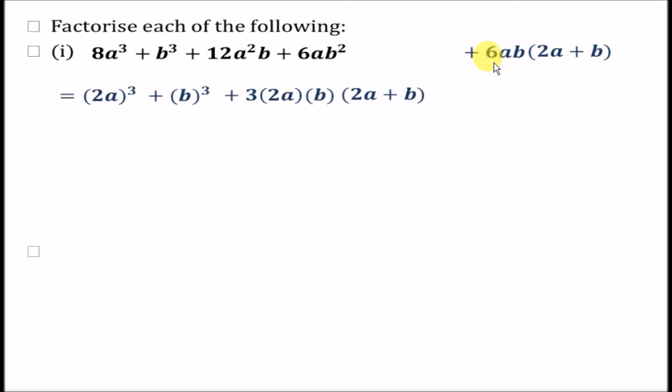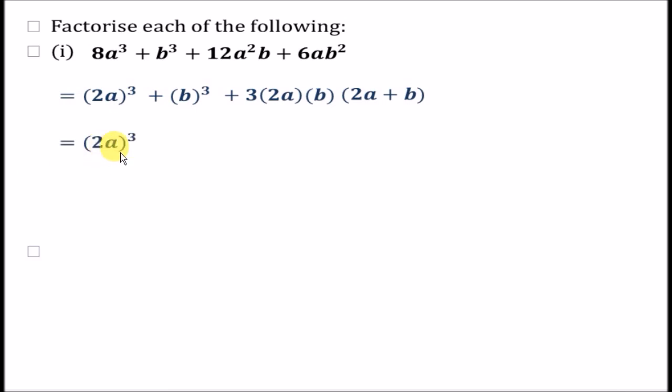Now on further computing, 6ab into 2a, 6 2s are 12, a into a, square b. So 12a square b plus 6ab into b, 6ab square. However, we don't need to do this all the time. This was done just for a representative purpose for you to understand. Now, although it's not required, still some of you may get confused. So let's put the terms in the same order in which we had derived the identities.